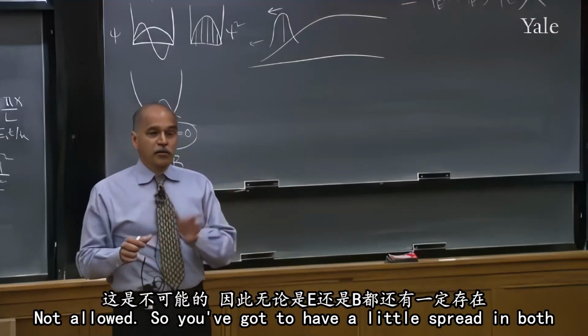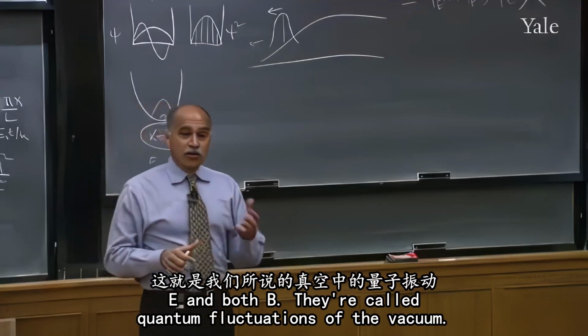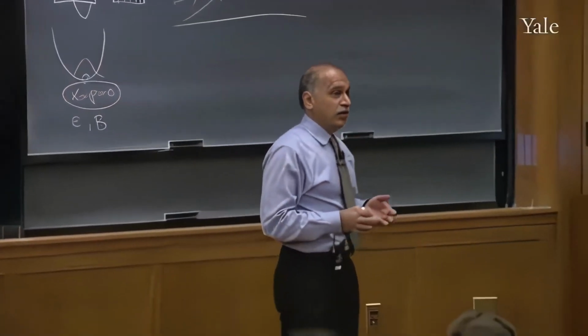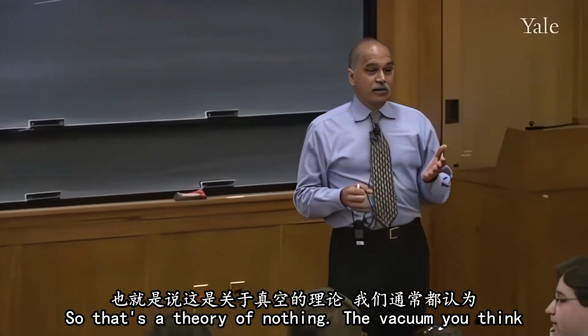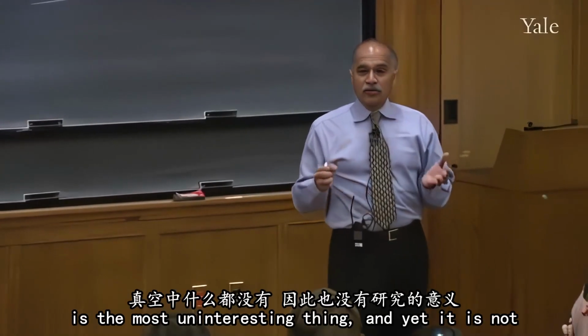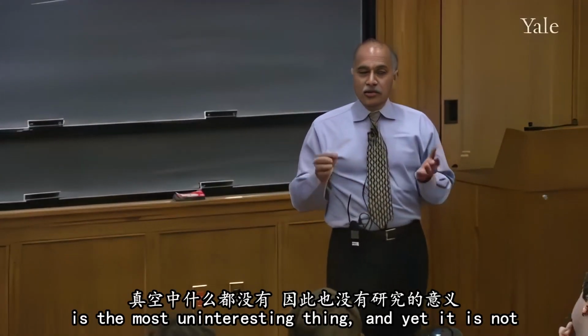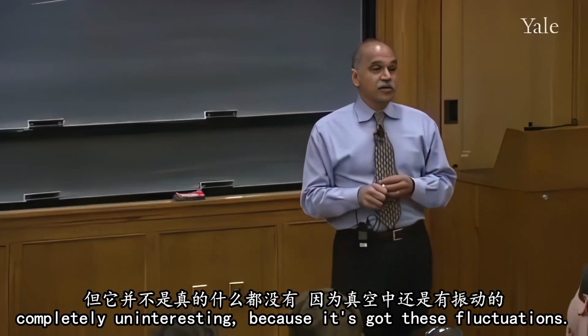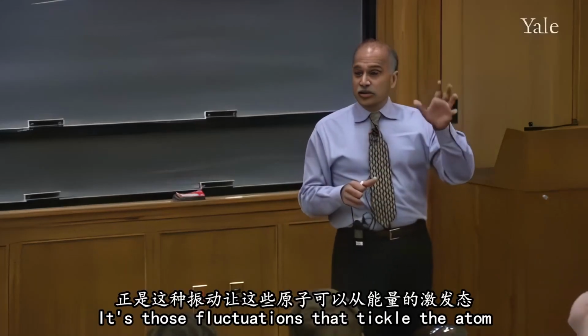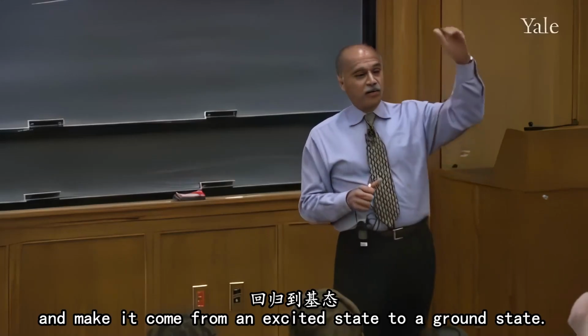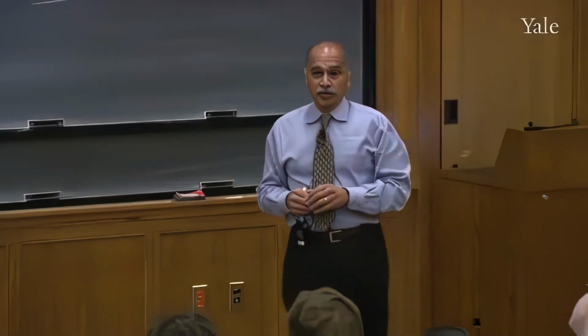So you've got to have a little spread in both E and both B. They're called quantum fluctuations of the vacuum. So that's the theory of nothing. The vacuum, you think, is the most uninteresting thing. And yet it is not completely uninteresting because it's got these fluctuations. It's those fluctuations that tickle the atom and make it come from an excited state to a ground state.